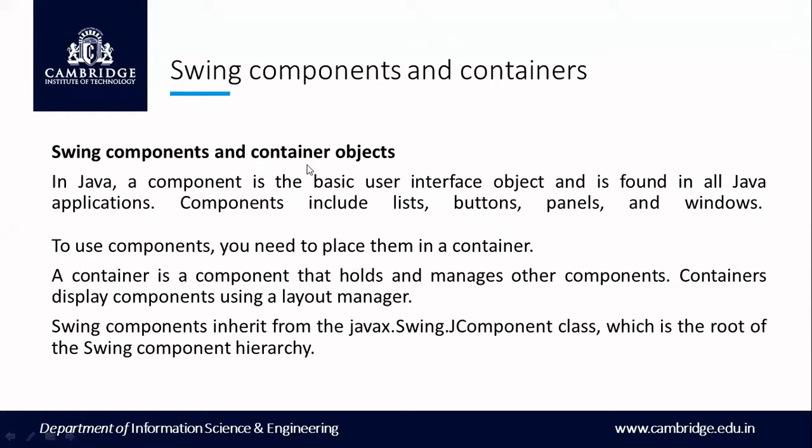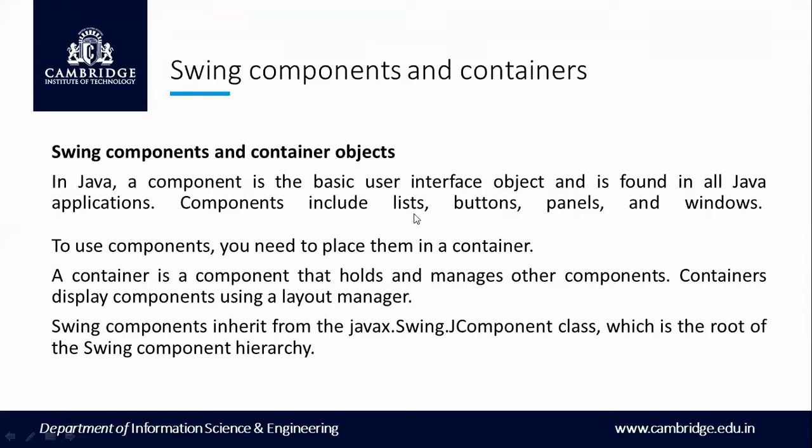So Swing components and container objects. In Java, a component is a basic user interface object and it is found in all Java applications. Components include lists, buttons, panels and windows. So in the previous concepts when we were discussing, I told you this whole window screen is a container. Whatever you add into this window screen, it might be a tab, it might be a button, it might be a text box. All those things are components.